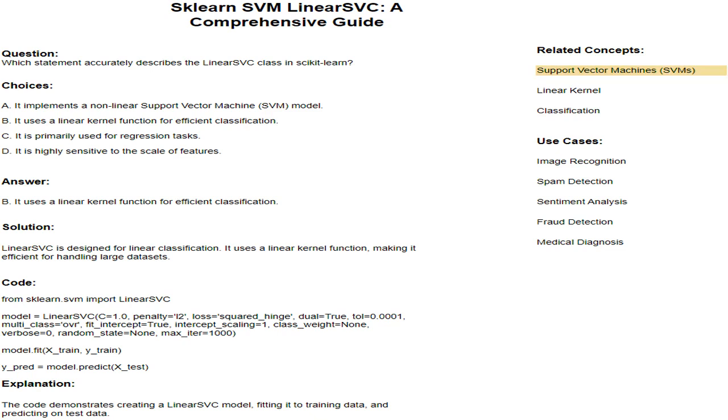Support vector machines (SVMs). Linear kernel. A linear kernel is a type of kernel function used in SVMs. It simply calculates the dot product between two data points, resulting in a linear decision boundary. In the apple-orange example, a linear kernel would find a straight line to separate the two fruit types.